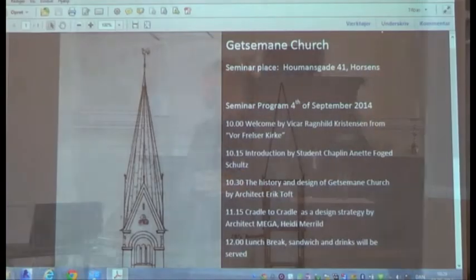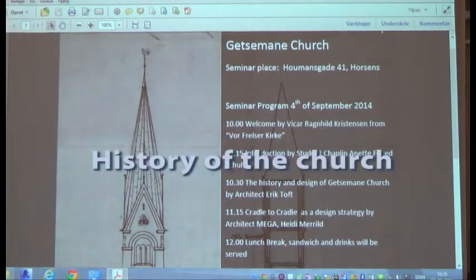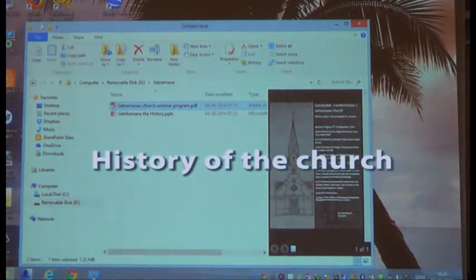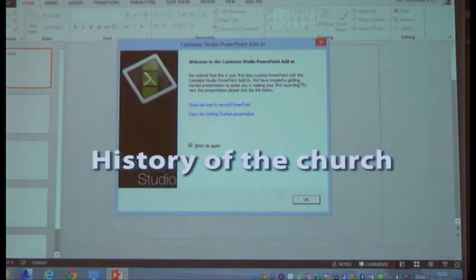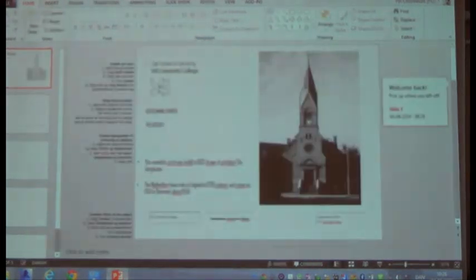I want to make a little introduction to the church concerning the history of the church, because of course such a church has a history, and this lecture about it will be rather short. I will not go very deep into it, but of course this is originally a Methodist church.